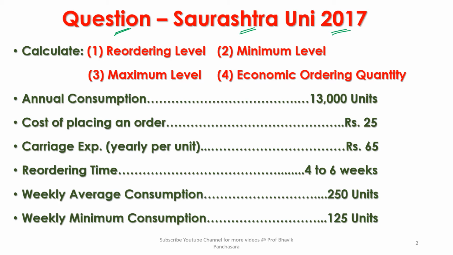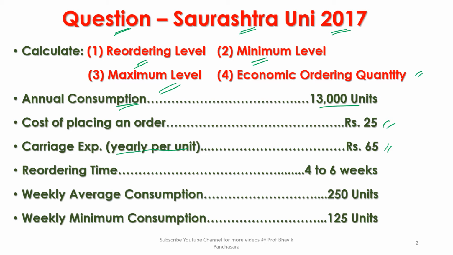Let us see. In this question, from the given information, we are required to calculate 4 points, that is reordering level, minimum level, maximum level and EOQ. Information available is annual consumption, that is 13,000 units. After that, cost of placing an order, then carriage expenditure, which are yearly and per unit 65 rupees.